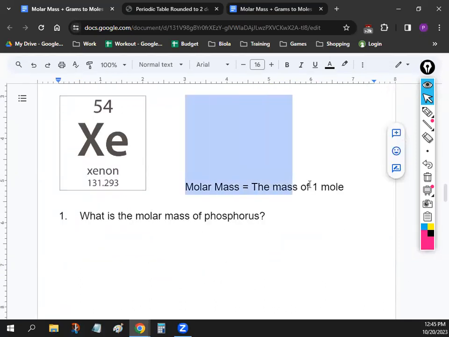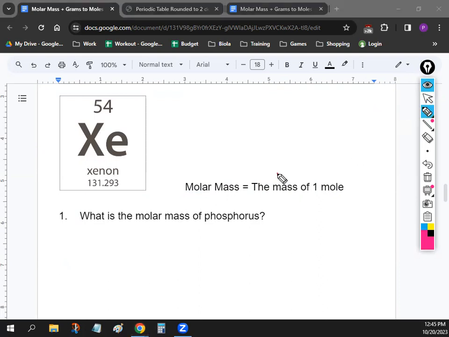I want you guys to write this term down, molar mass, and that's the title of today's lecture. Molar mass is the mass, or the weight, or you can consider it the grams. How many grams are in 1 mole of something? Every element has a different weight. Some are bigger, some are smaller, so 1 mole of different elements all weigh a different number. You can find the molar mass of an element by looking at the number on the bottom of the box on your periodic table.